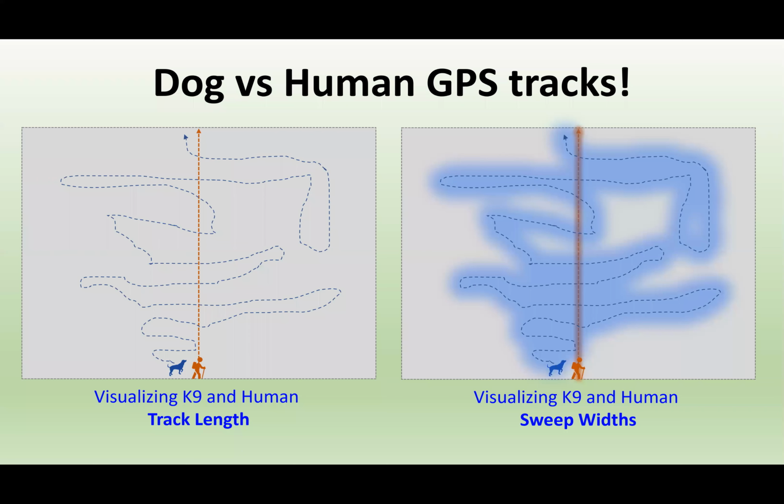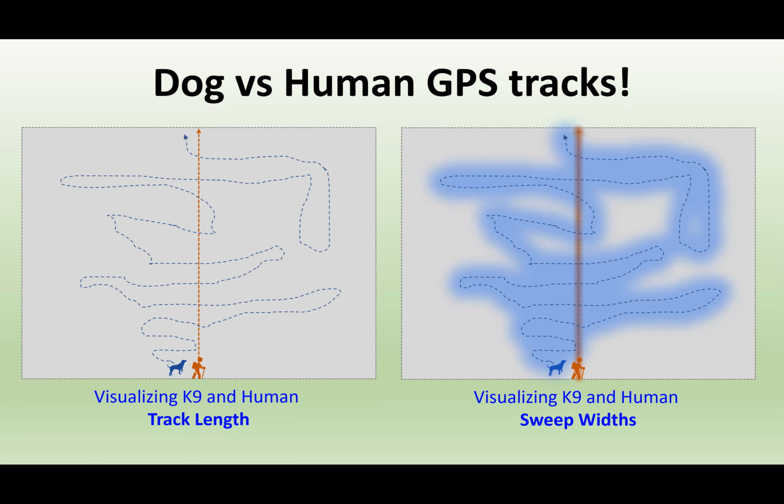Okay, so let's pause for a minute now on this slide to visualize canine and human tracks. On the left here, we see a canine handler track, that's the red line, and a canine track in blue ranging around the handler. Or for some dogs, they're doing orbits, okay?